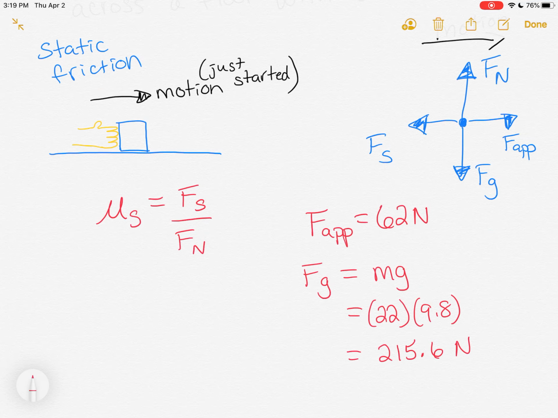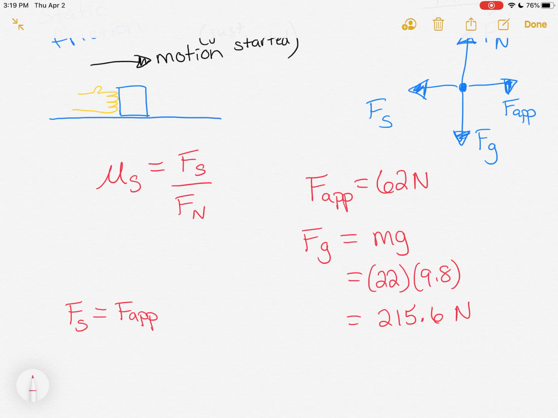Okay. Now, F applied and Fg are not in my mu s calculation, but since I know that the movement has just started, that means that the box is really stationary. And so I actually also know that my Fs must be the same as my applied force. And then I also can say the same thing for my Fn.